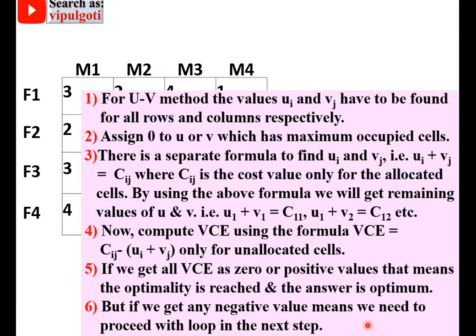Now next. Already we have discussed the steps for the MODI method, which is one of the optimality tests. Look at the first step. For the UV method, the values Ui and Vj have to be found for all rows and columns respectively. So I am going to write U for all rows and V for all columns. Next, assign 0 to the U or V which has the maximum occupied cells.